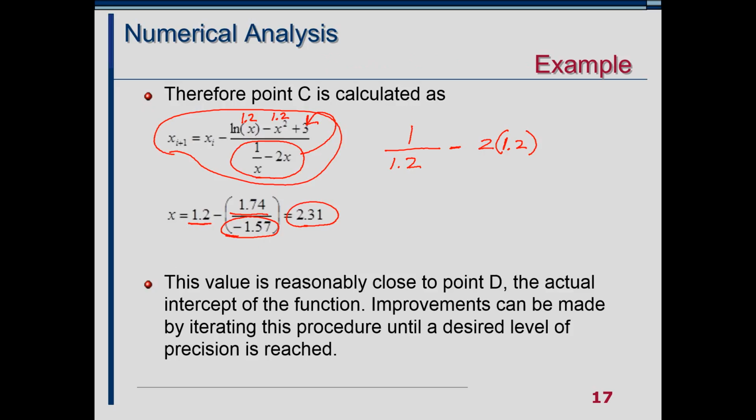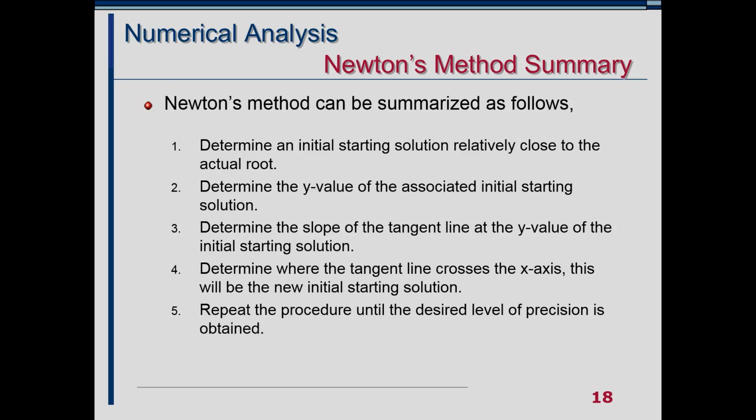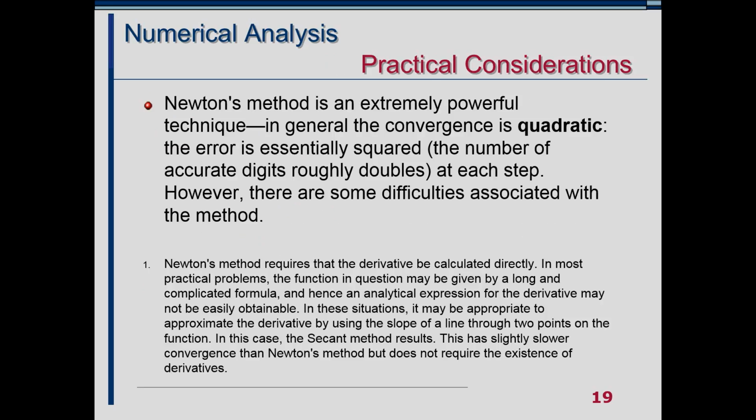So Newton's method can be summarized as basically: have an initial starting condition, determine the y value, take the slope, shoot a tangent line off, determine where that tangent line crosses the axis, and then start over again. It's extremely powerful, and in general the convergence is quadratic, meaning that the number of accurate digits is roughly doubled with each step.